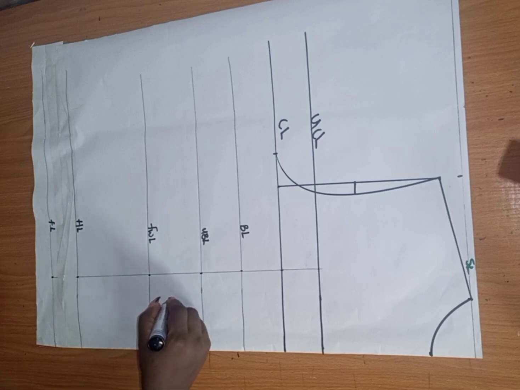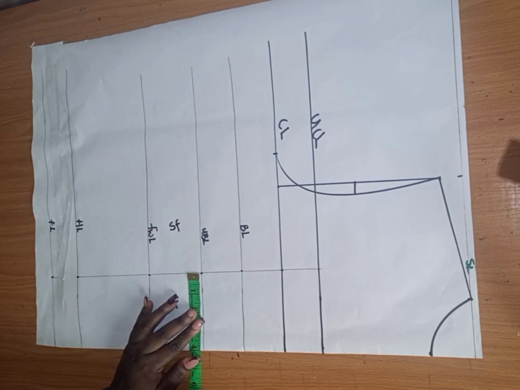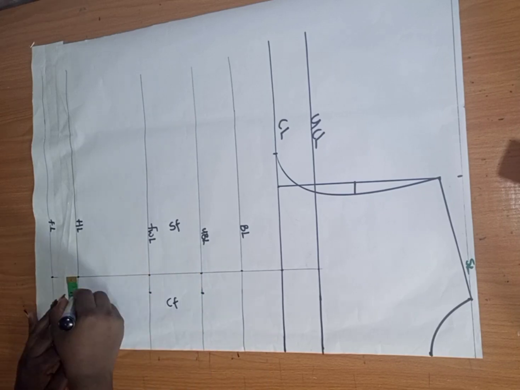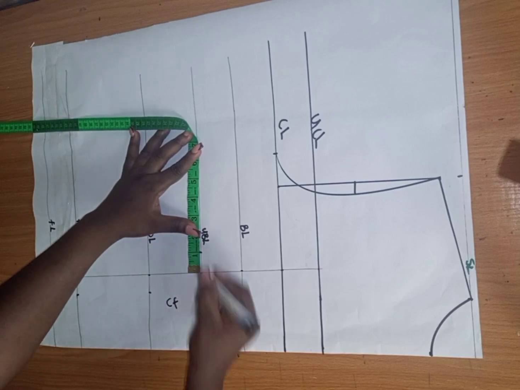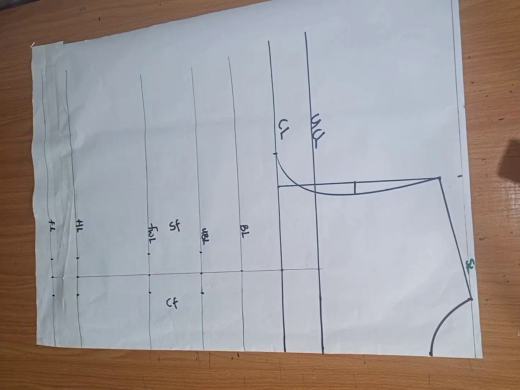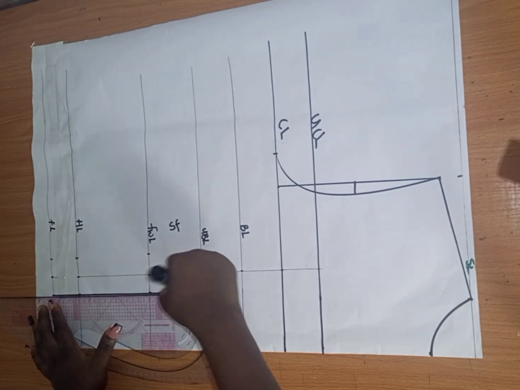Now after doing that, the next thing I'll do is to label this side my center front, this side my side front. Then on my under bust line, I'll mark 1 inch all the way to the full length line. Then on the side front, I will mark 1 inch all the way to the full length line. So 1 inch on both side front and center front. Okay, from the under bust line.